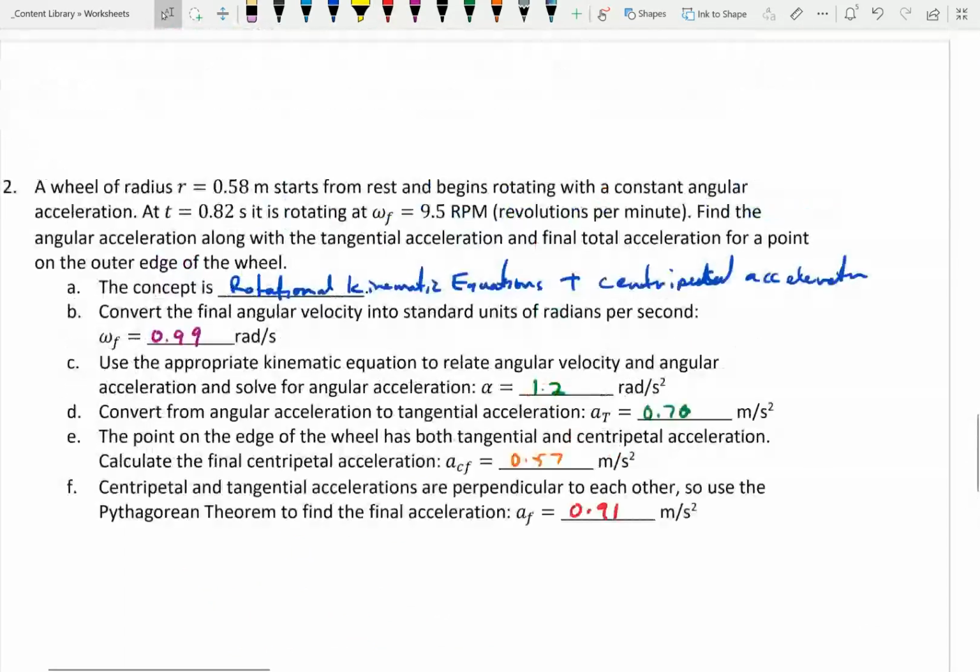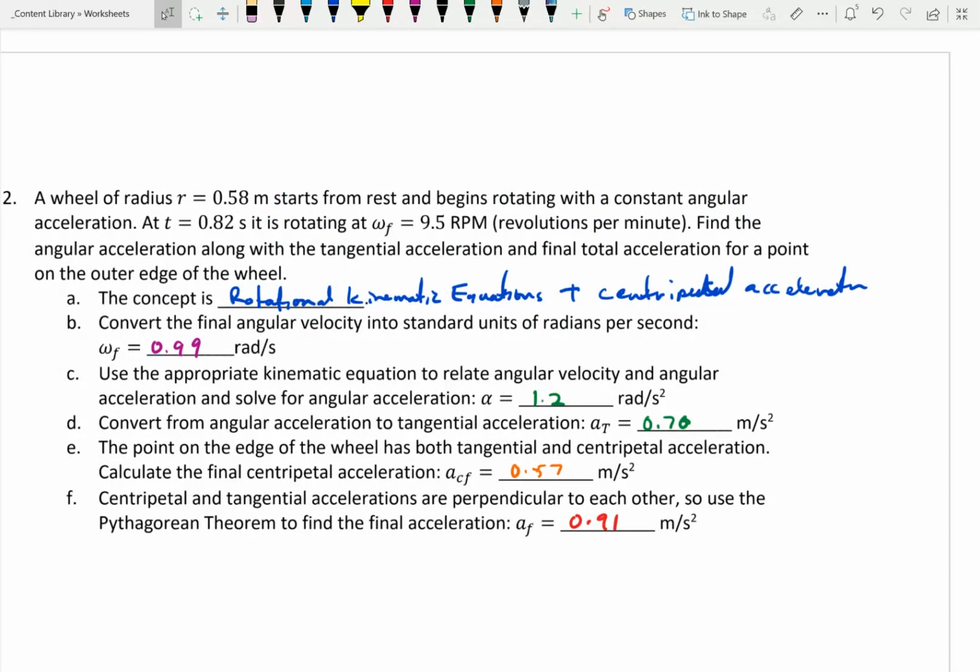So this second problem was just strictly using rotational kinematic equations and once again having to use the idea of centripetal acceleration. All right, hopefully this has you more ready for the exam.